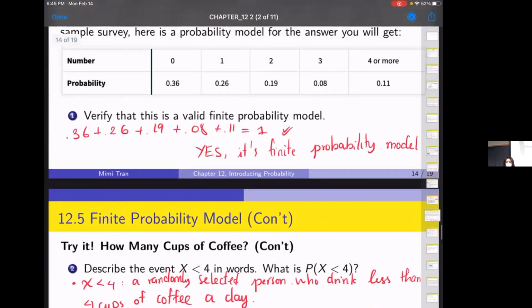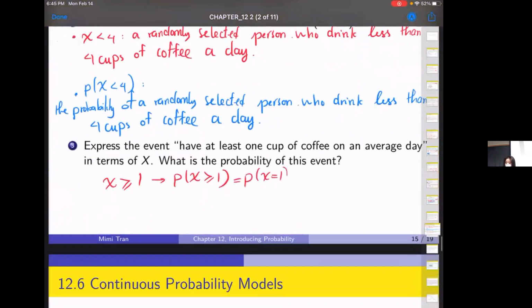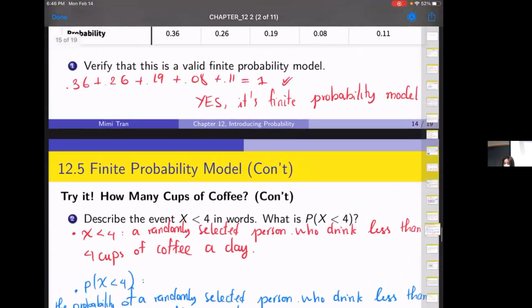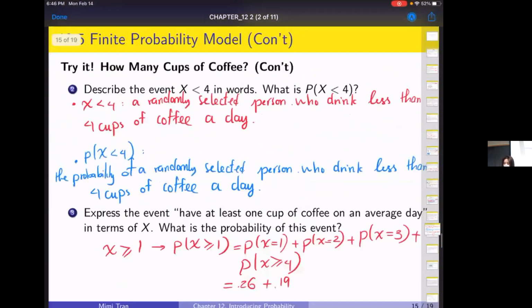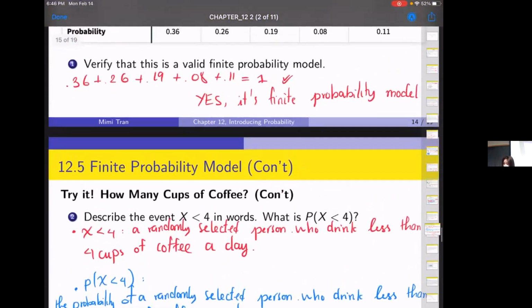It's a discrete variable, so all you have to do is add up. So this means P of X equal to 1 plus P of X equal to 2, plus P of X equal to 3, plus P of X greater or equal to 4. It's discrete, so you can count. You cannot do this with the continuous though, because the probability at a point is 0, right? There's no area. So 0.26, 0.19, 0.08, 0.11.